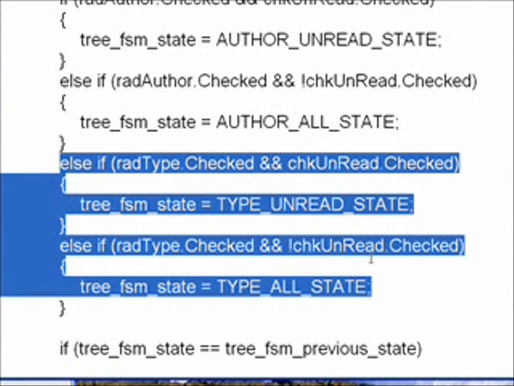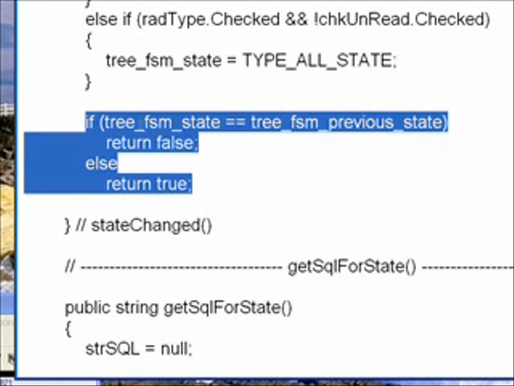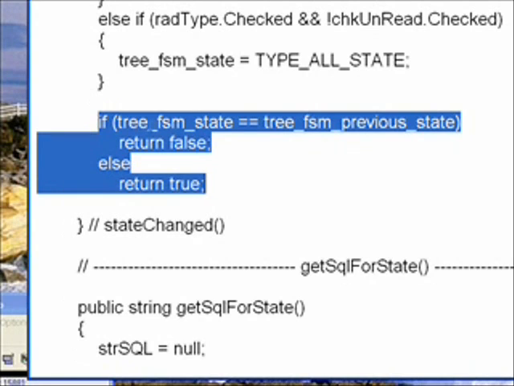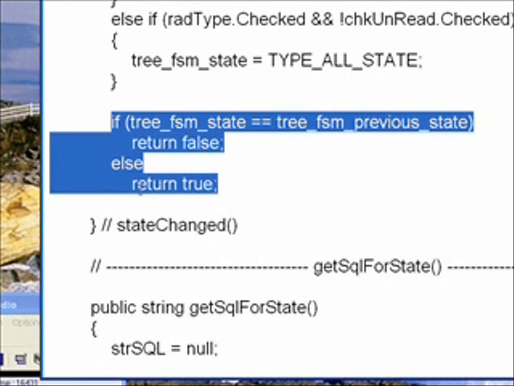And finally, the last thing we do in the method is compare the current state, tree FSM state, to the previous state, tree FSM previous state. If they're the same, we return false. The reason we return false is we want the calling function to do nothing, because the tree view is already the way it should be. It's already displaying what it should be displaying based on the state of the radio button and the checkbox. And if they're not the same, we return true, meaning we do have to take action. We do need to change the tree view, because the tree view is now out of sync with the radio buttons and the checkbox.